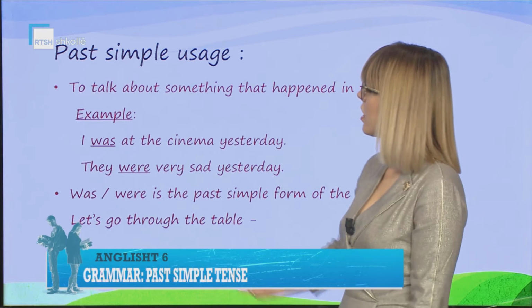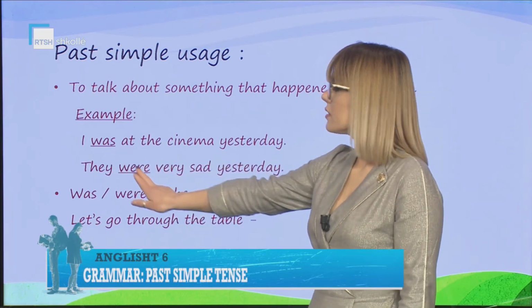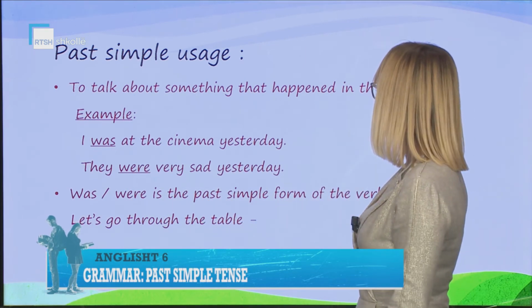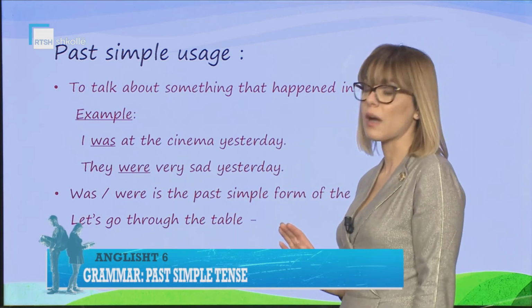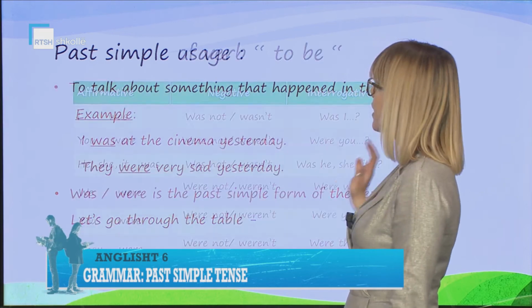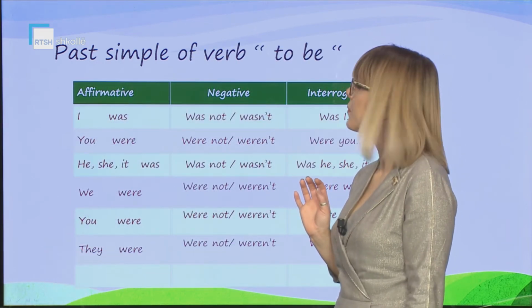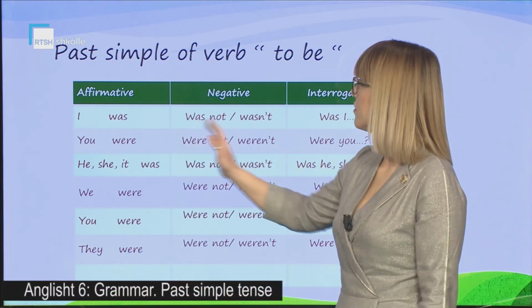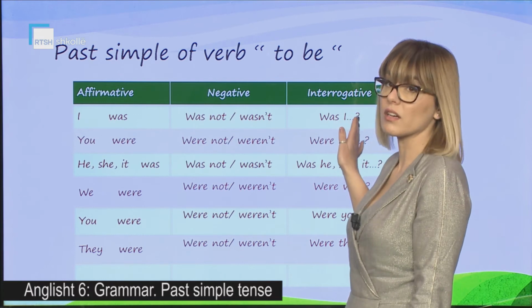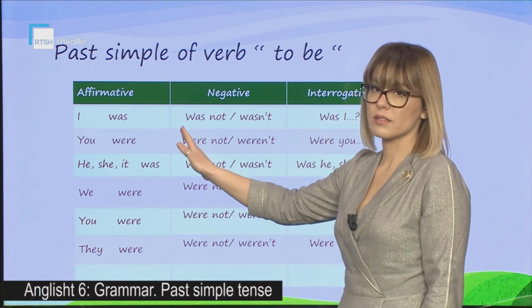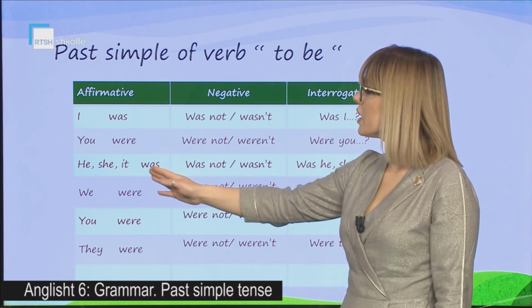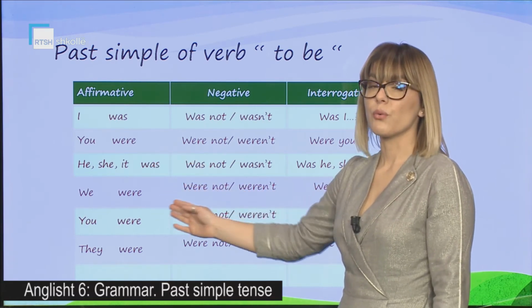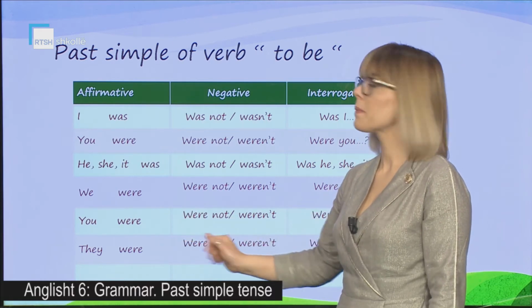So, we have underlined the verbs was and were, which means it is the past simple form of the verb to be. Now, let's go through the table together to understand better. Past simple of verb to be: affirmative, negative and interrogative. I was, you were, he, she, it was, we were, you were, they were.